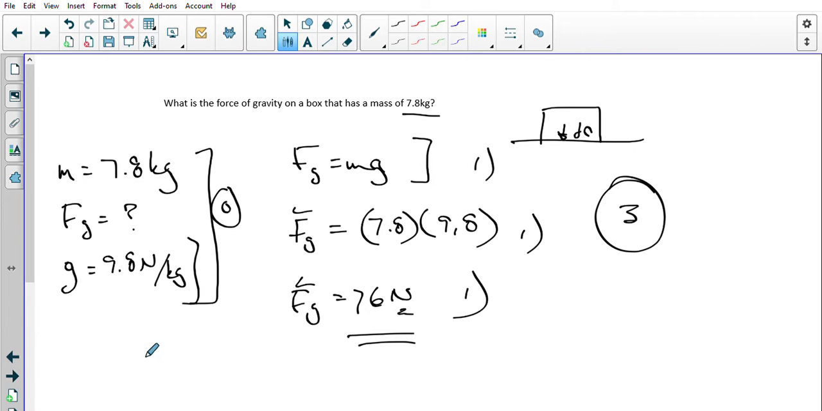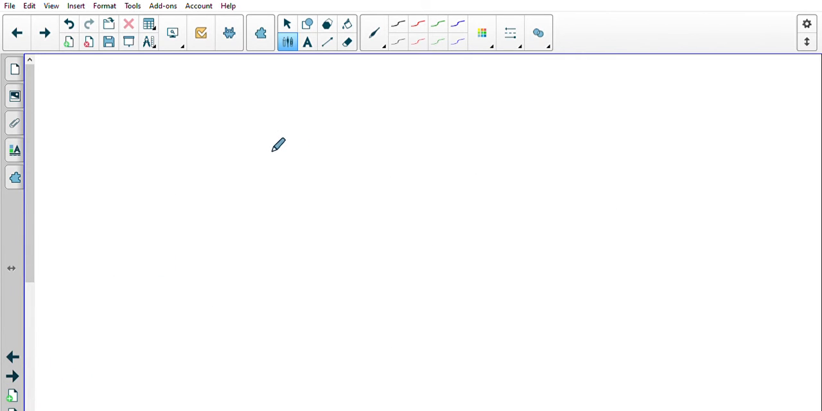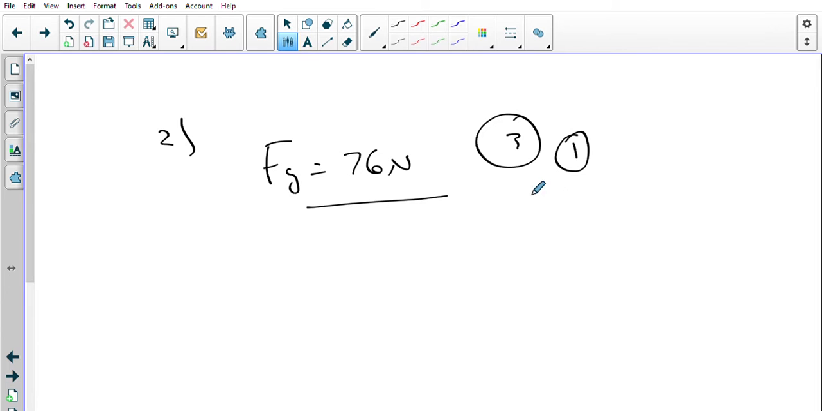If you went through and just said, hey, force of gravity is equal to 76 newtons, and then moved on to question number 2, well, depending on how I feel, depending on whether I like you or not, I might give you 3 marks, I might give you 1 mark. Depending. Have you shown me stuff worth 3 marks? No. Have you gotten the correct answer? Yes.